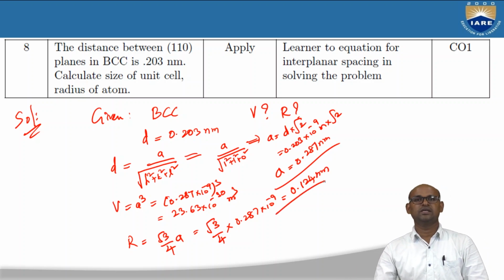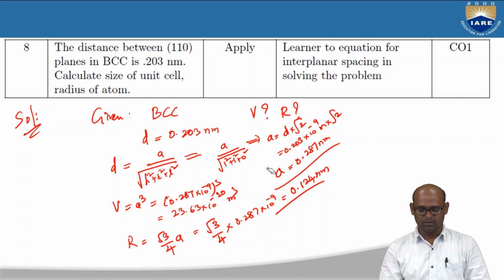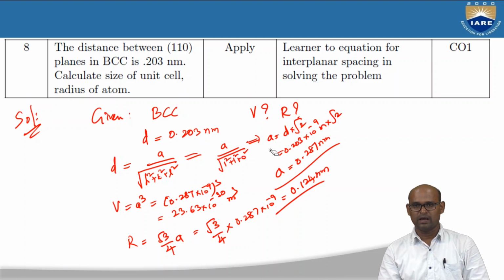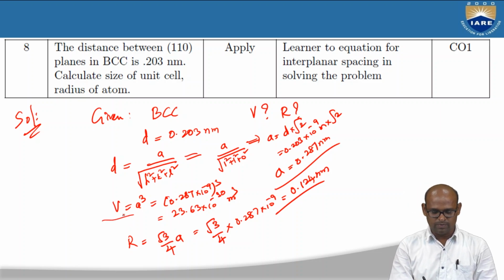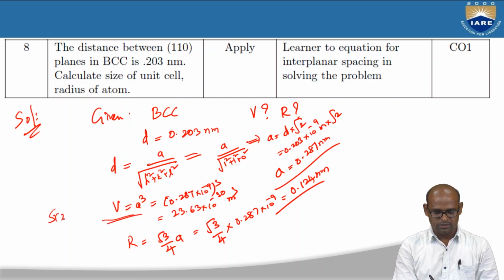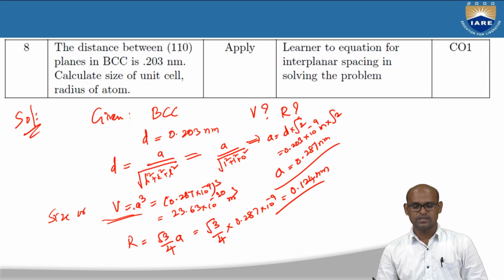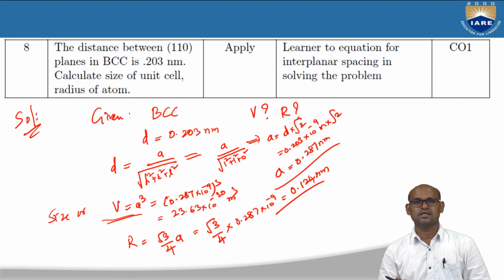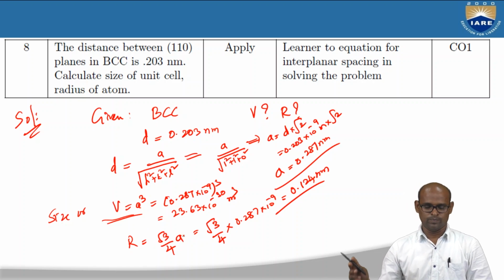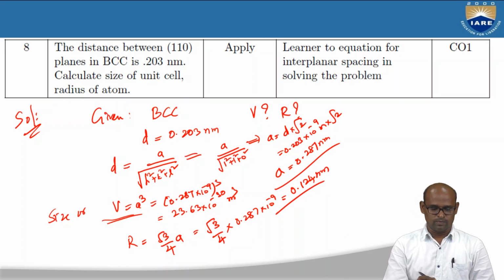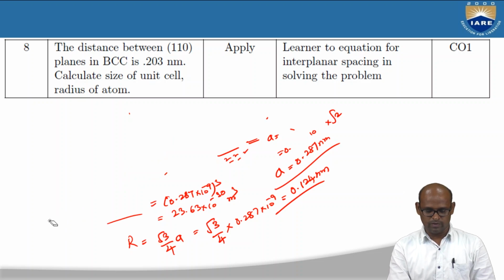So for this given BCC lattice, we first calculated the lattice constant or lattice parameter A using the distance between parallel planes. Once we calculated A, we calculated the volume, or size, of the unit cell. And then we calculated the radius of the atom using the formula square root 3 by 4 into A for BCC. Let us go to the next problem. The next problem will be the 9th.